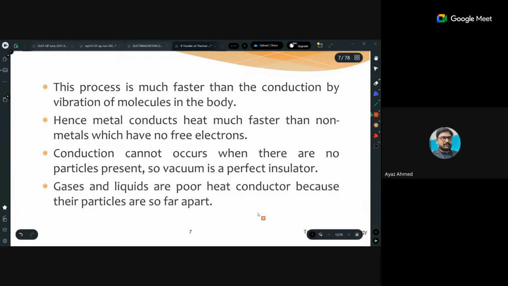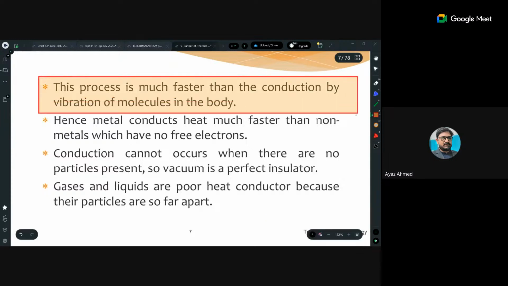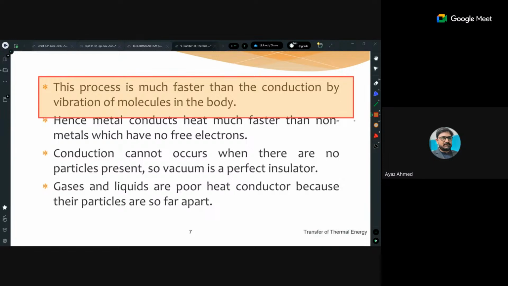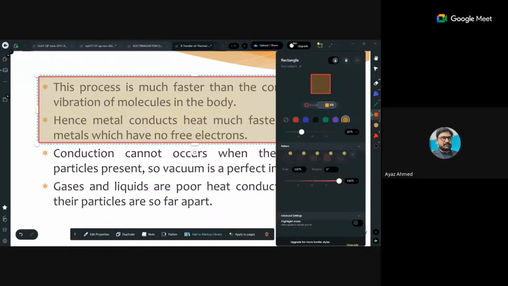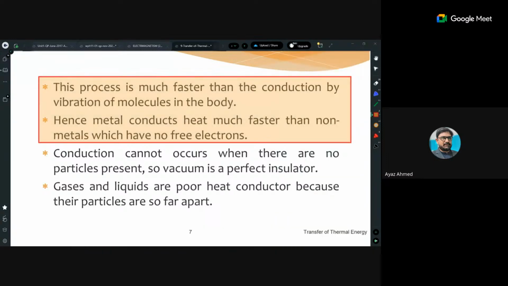The transfer of thermal energy in the metals. In metals, I said that because electrons also participate in the conduction, that is why this process is much faster than that of the insulators. Insulators mean wood, ceramic and all these stuff. Although they are solids, the conduction rate inside them is very low, not good as compared to that of the metals.